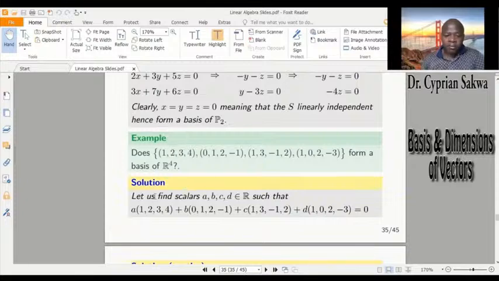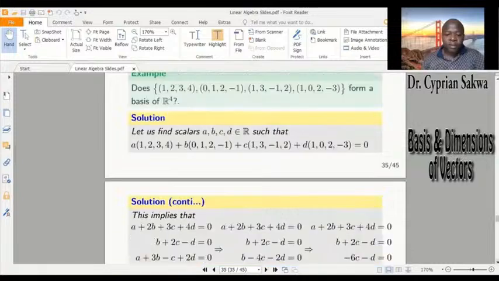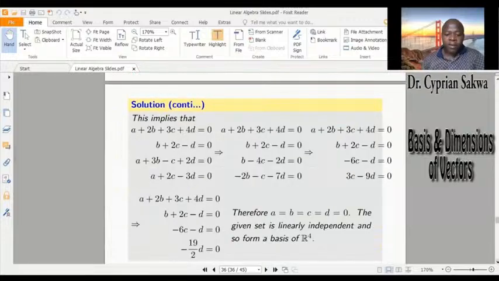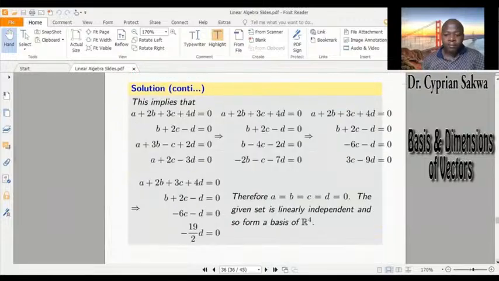And so just the same way, you try and do it. I did mine here. I wanted to find scalars A, and I found that the scalars were all 0. So try it slowly on your own time and see if you get the same result as what I have here. So for me, the scalars A, B, C, D were all 0, and therefore the given set was linearly independent, which means it forms a basis of R4.